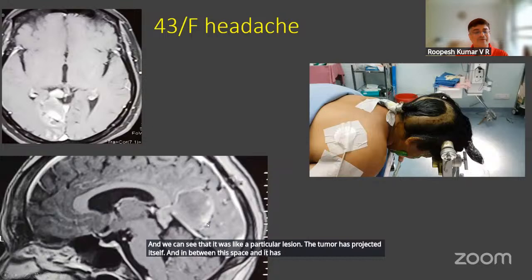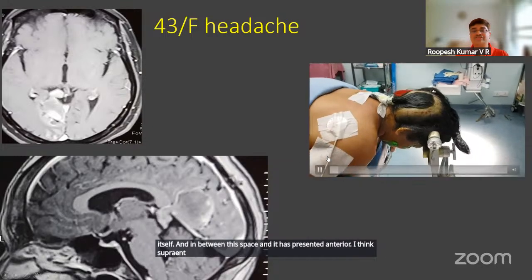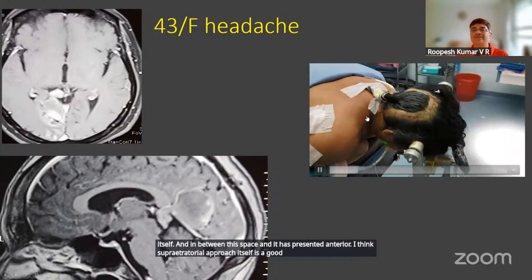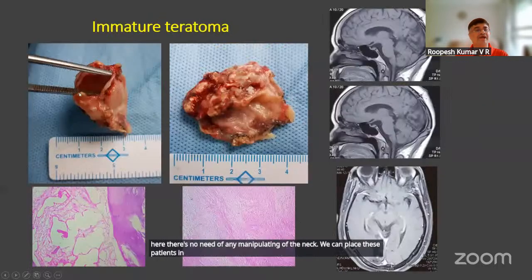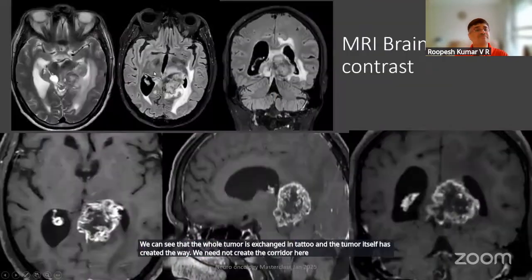I think the supratentorial approach itself is a good approach. So here there's no need of any manipulation of the neck. We can place these patients in the neutral position of the neck. And this is the immature teratoma. We can see that the whole tumor is excised in toto, and the tumor itself has created the way. We need not create the corridor here, given it is a benign disease in similar locations.